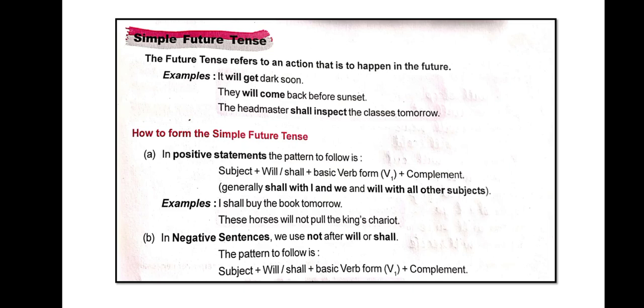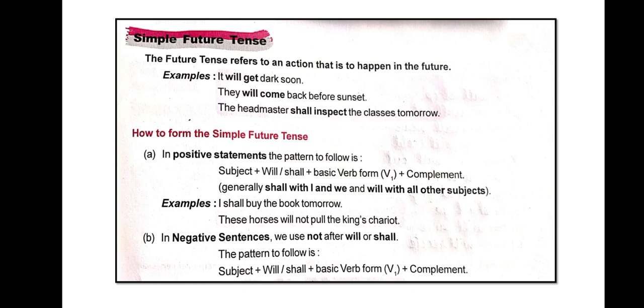Now here the future tense refers to an action that will happen in the future. So we have examples. I will read for you. It will get dark soon. They will come back before sunset. The headmaster shall inspect the classes tomorrow. So children, here you know that in the future tense we are using will and shall.